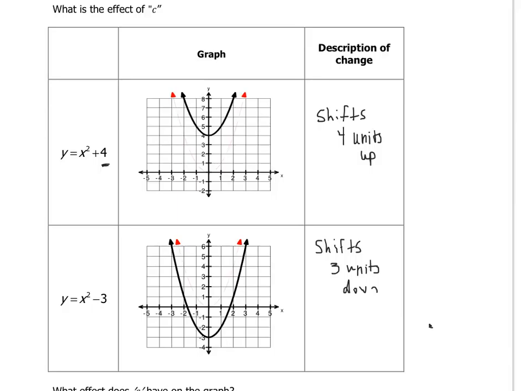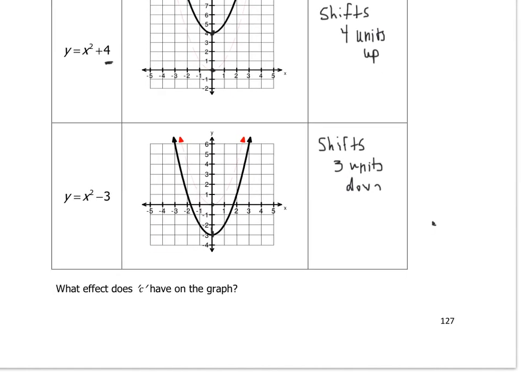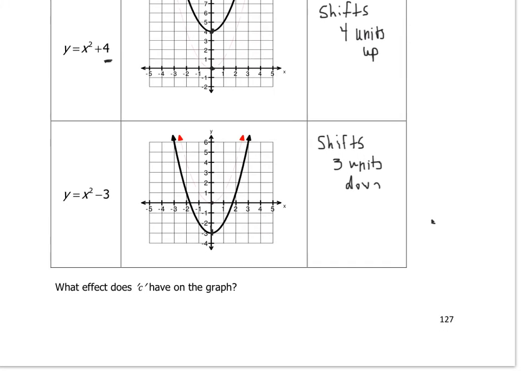You can look at the vertex to see that the original was at 0, 0, and now it's up 4. This one was at 0, 0, now it's down to 0, negative 3, so it's down 3. So what effect does C have on the graph? It's hard to see in this particular case that it's always going to affect the y-intercept, because you're just looking at the vertex. It seems like it's just affecting the vertex, but the key thing with the C value is that it's affecting the y-intercept. Instead of crossing over at 0, 0, now it's crossing over the y-axis at 0, 4. So the C changes the y-intercept.